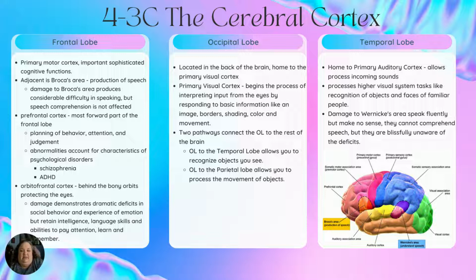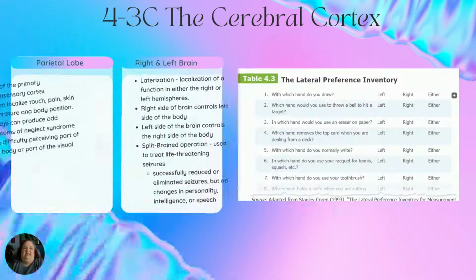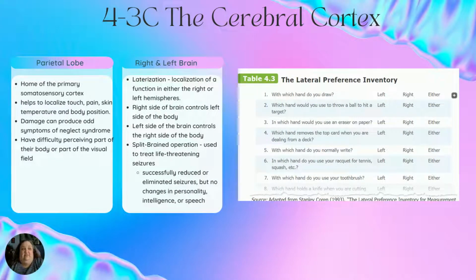All right, so here is Broca's area right here in this orange, and then Wernicke's area is right behind it. Okay, those two areas deal with speech deficits. The cerebral cortex also has the parietal lobe. That's where your sensory cortex is. It helps to localize touch, pain, skin temperature, body temperature. Damage here can produce symptoms of neglect syndrome.